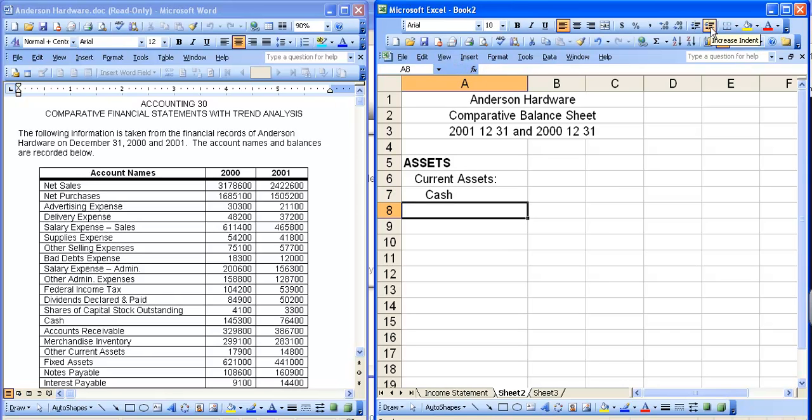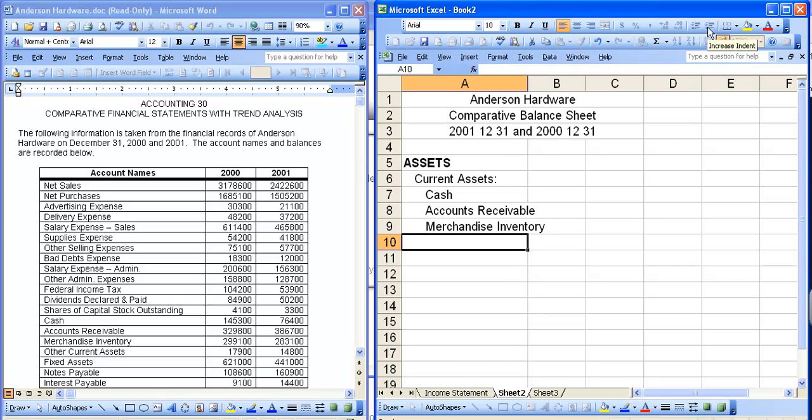So we have cash, accounts receivable. Sometimes you'll have a notes receivable and an interest receivable. In this example, I don't have that, but you do need to put those in. Merchandise inventory and other current assets. Oops, little typo there.